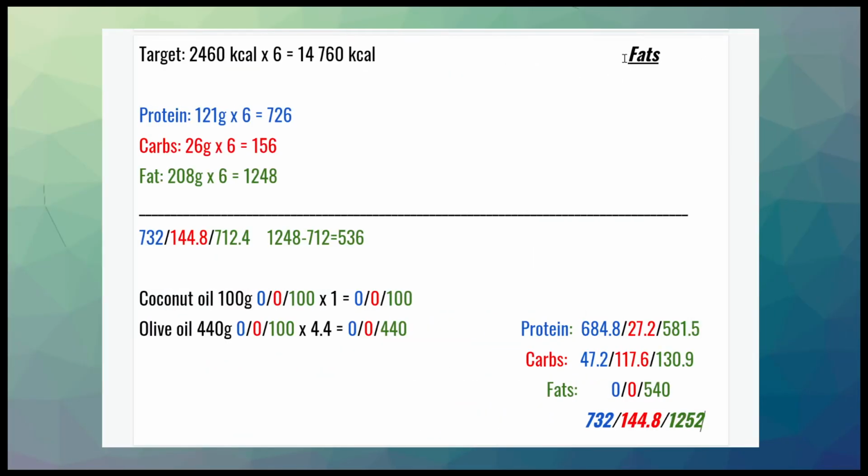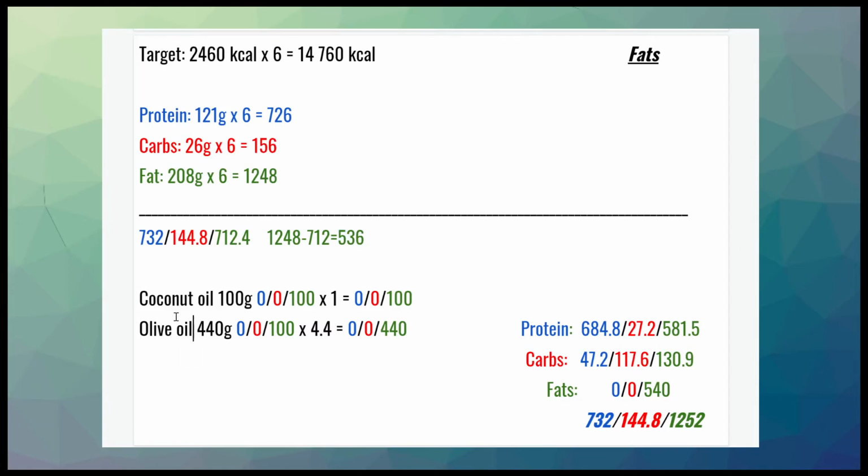Okay, last I'll count the fats. On top I have the target numbers again. Here I have the combined numbers of protein and the carbs, and this is the number of fat I'm getting so far, and this is the target number. So what I do is take the target number minus 712, and this is the number I need to get out of the fats.